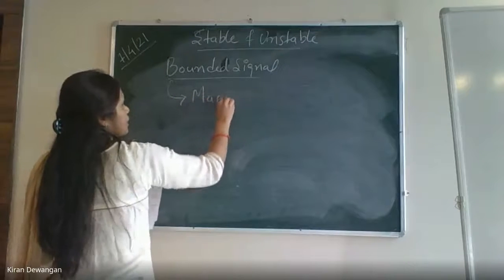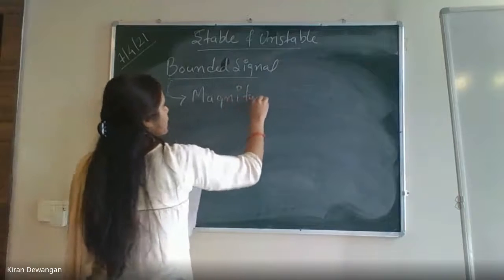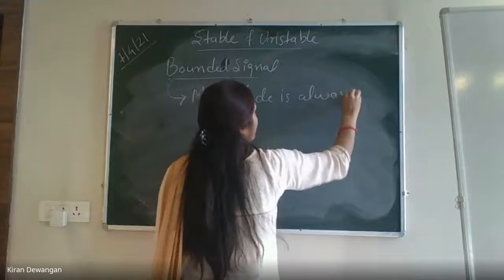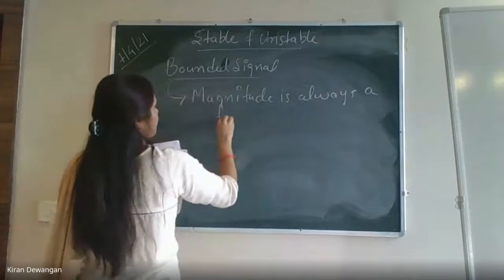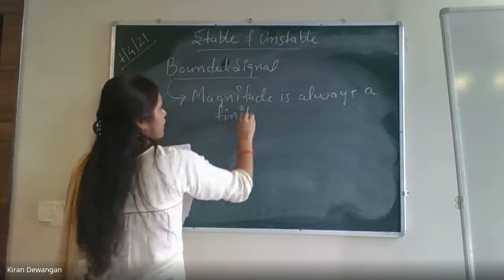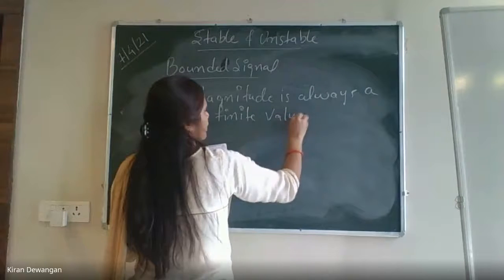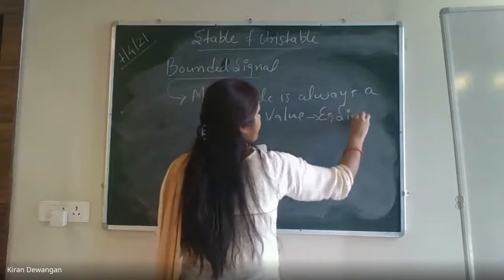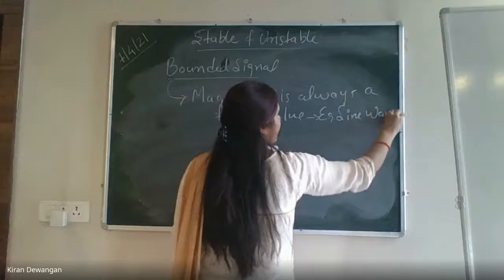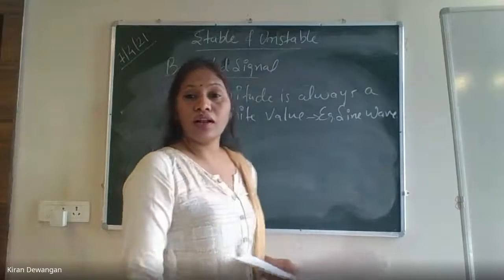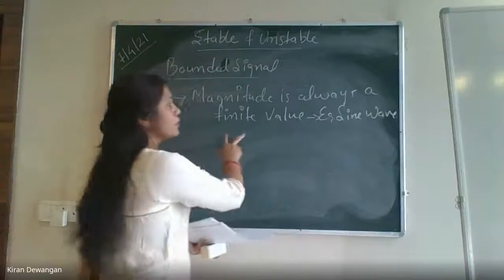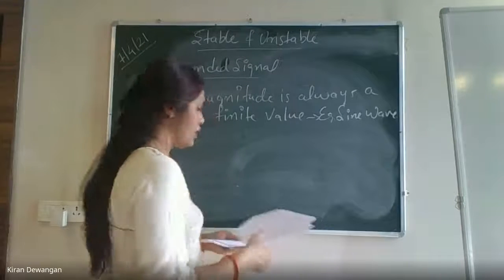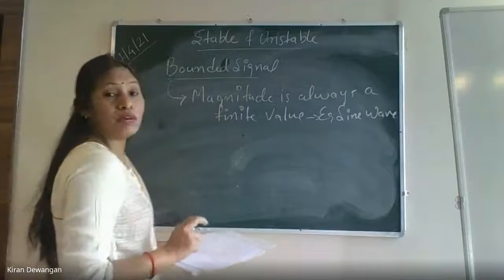Magnitude is always a finite value. Example is a sine wave. ठीक है, sine wave, cosine wave, these are all bounded signals whose magnitude will always be a finite value. So this is what is a bounded signal.